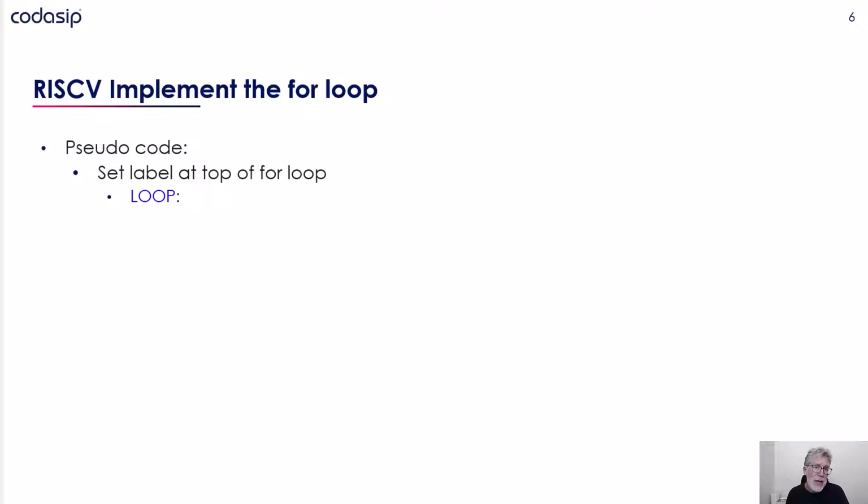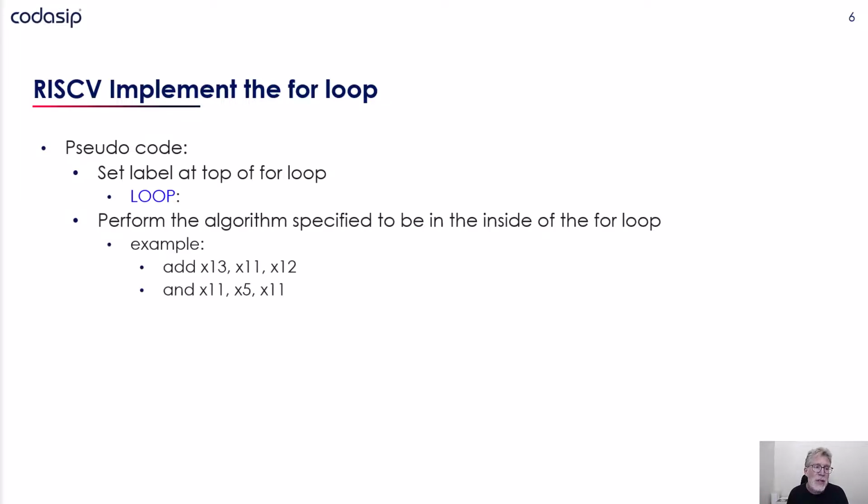Now, let's take a look at implementing the for loop. The best way to implement the for loop is first to create a label at the top of the for loop, because that's where you will always branch to. Now, a label is a word with a colon at the end that will signify the linker to calculate an address that you can branch up to. Now, after you've created the label, the next thing to do is implement the algorithm using the RISC-V instructions that you can find in Appendix A.